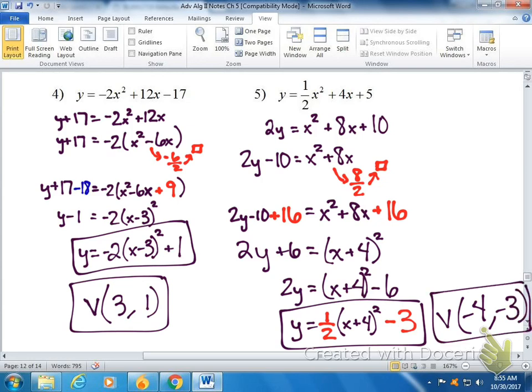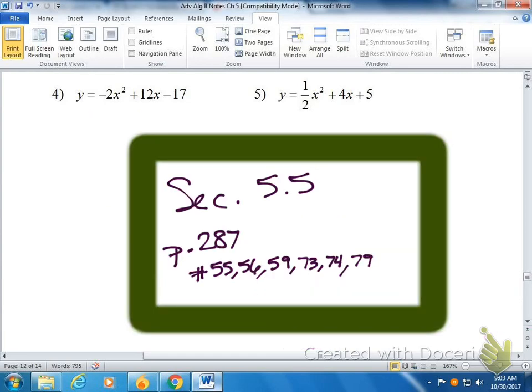So let's talk about homework. We've got the same stuff from last Friday or Thursday, page 287: 56, 55, 59, 73, 74, 75. We've got to recognize that 55, 56, and 59 all say solve. I need you to solve the equation by completing the square. So get the x squared and the x term on one side, and get the constant to the other side. Now figure out: take the linear term, divide by 2, and square it. All right, see you tomorrow.